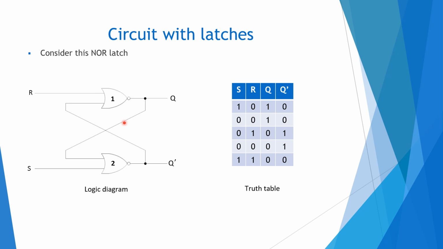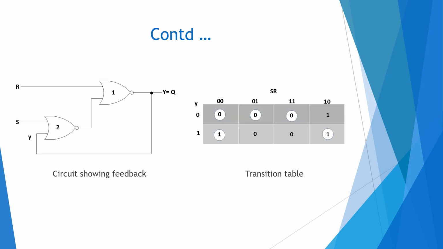Now let us look at the circuit with latches. A latch is an asynchronous circuit, and there is no clock involved for the transition in the output. So consider this NOR latch. This we have already seen. When S is equal to 1, that is the set condition, and R is equal to 1, that is the reset condition, and when both S and R are equal to 1, that is a forbidden state. So we will be doing an analysis here for the NOR latch.